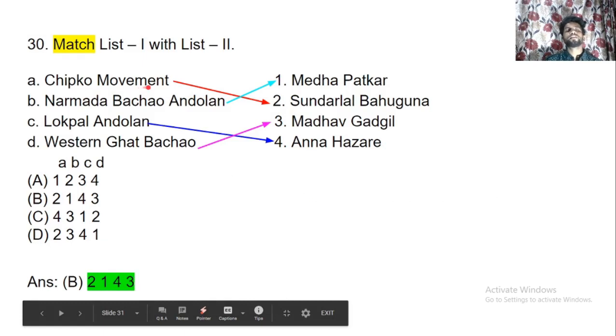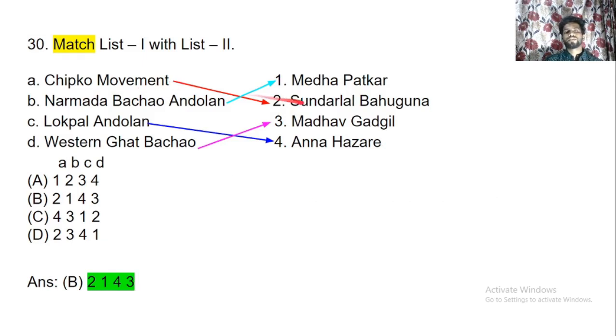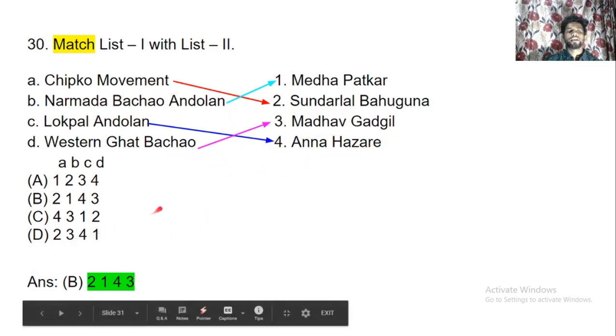Now, the Chipko movement activist was Sundarlal Bahuguna, then Narmada Bachao Andolan, Medha Patkar, then Lokpal Andolan, that is Anna Hazare, and Western Ghat Bachao, that is Madhav Gadgil, the activist. So this will be your correct matching.